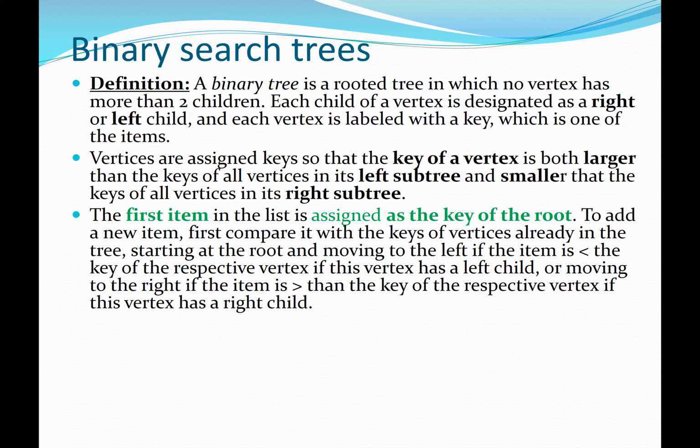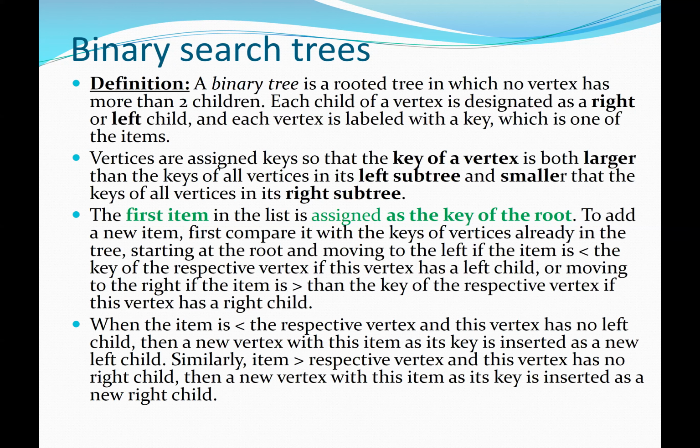So to add a new item, we first compare it with the key of every vertex already in the tree, starting from the root and moving to the left if the item is less than the key of the respective vertex, and it will become the left child, or moving to the right if the item is bigger than the key of the respective vertex, and it now becomes a right child, right? So we do a comparison with every single vertex, starting with the root, and then we do pairwise comparisons on that.